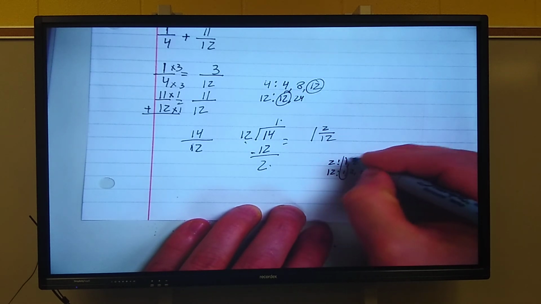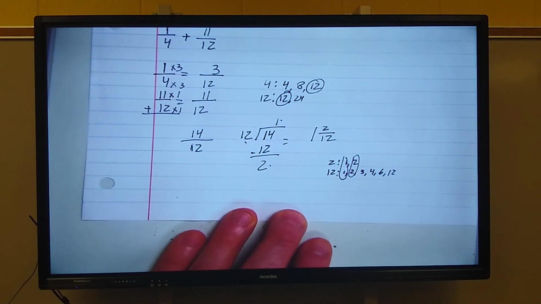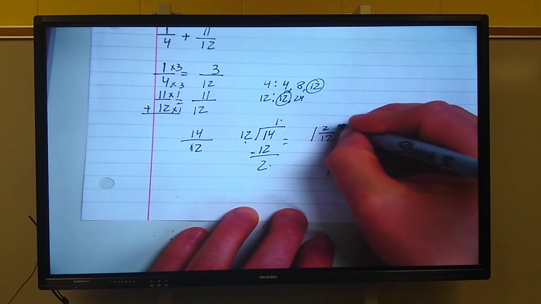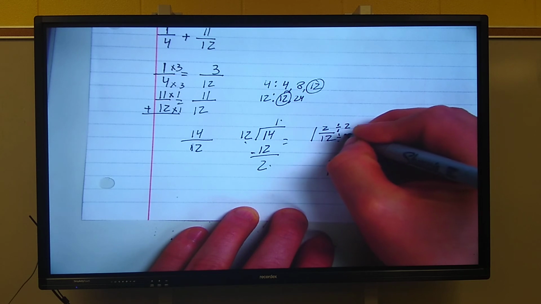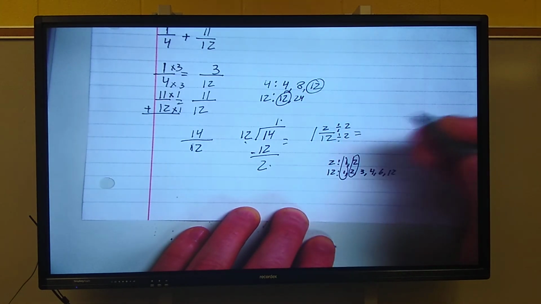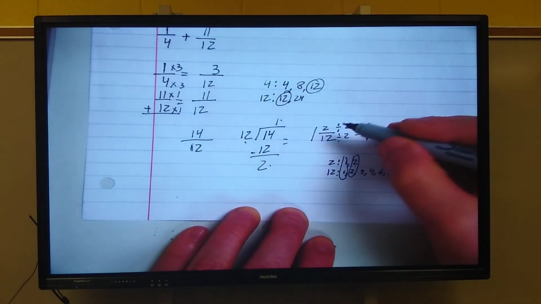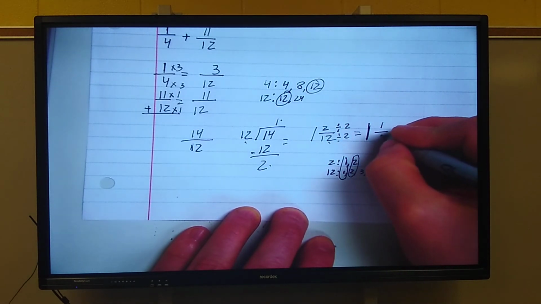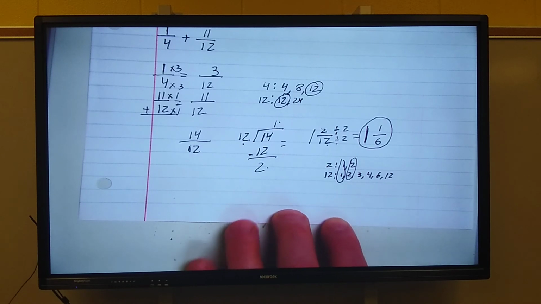They have the same 1 and 2. That means this is not in simplest form. 2 is my greatest common factor. Divide your numerator by 2. Divide your denominator by 2. Do not forget to bring over the whole number. So 1, 2 divided by 2 is 1, 12 divided by 2 is 6. 1 and 1/6 is the final answer.